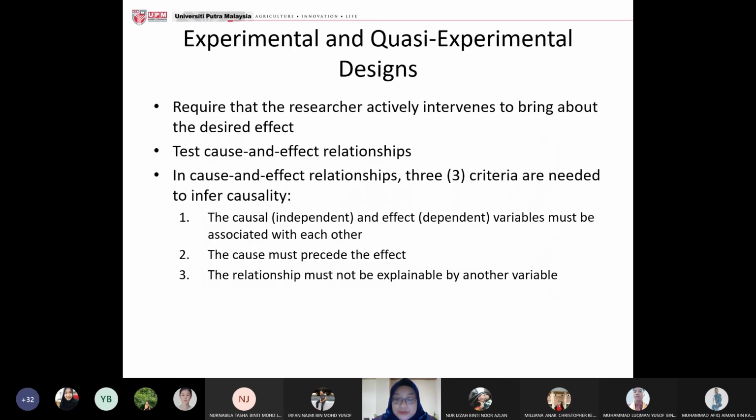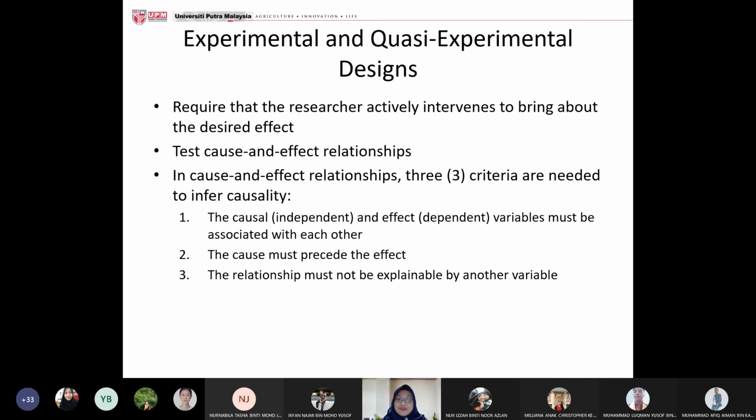Now we go to what we should be learning today: experimental and quasi-experimental designs. In this type of design, the researcher intervenes to bring about the desired effect. So imagine that you are the one doing something. In this type of study, you can test cause and effect relationships.